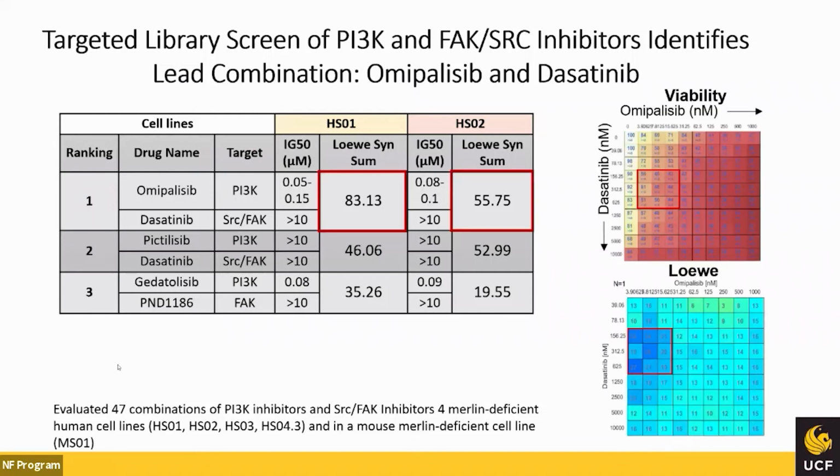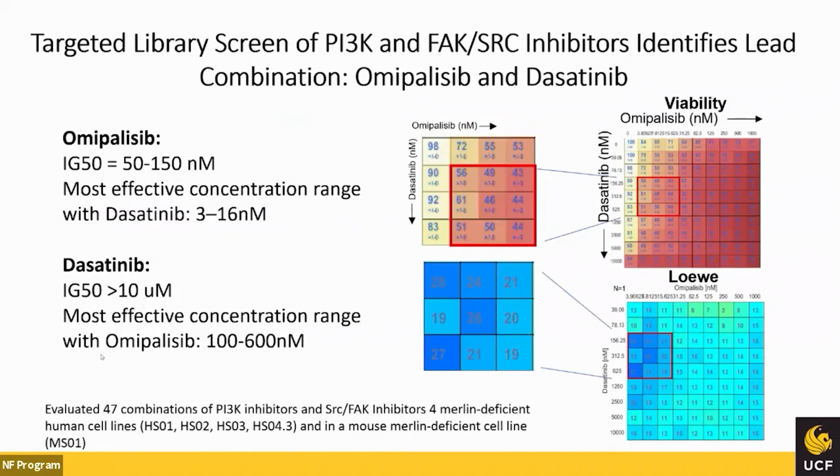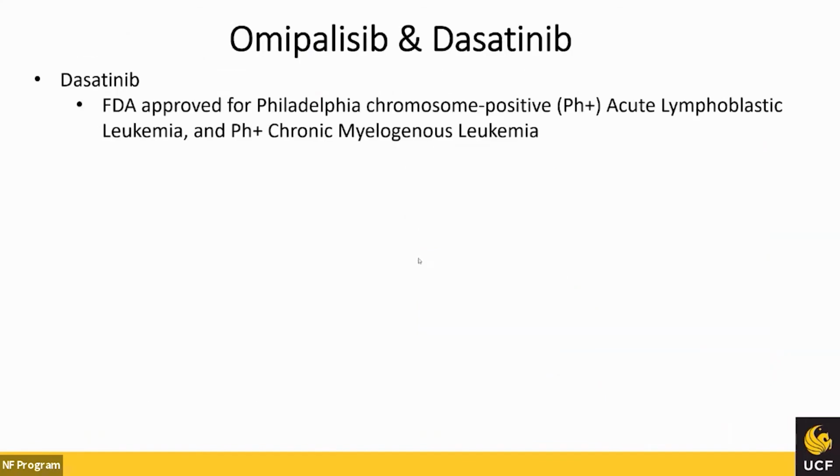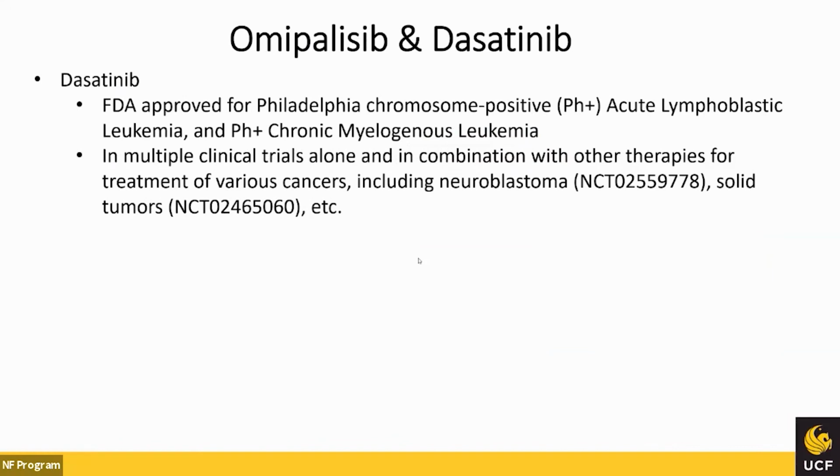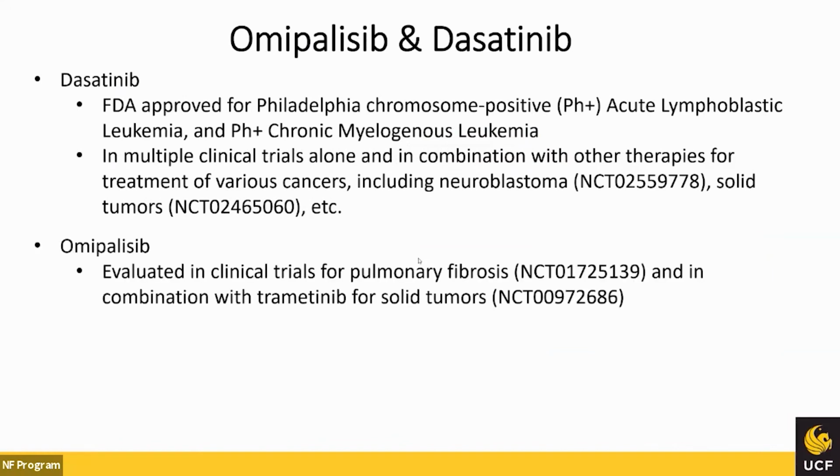Omepallisib and dasatinib had the highest synergy sum scores of 83 and 56 respectively. In HSO1 cells, the highest synergy occurred with omepallisib at doses between 3 and 16 nanomolar, well below its IC50 of 50 to 150 nanomolar, and with dasatinib at doses between 100 to 600 nanomolar, well below its IC50 of greater than 10 micromolar in HSO1 cells. Dasatinib is FDA approved for treatment of specific types of leukemia and is in combination trials with other drugs. Omepallisib has been tested alone for pulmonary fibrosis and in combination with the MEK inhibitor trametinib for solid tumors.